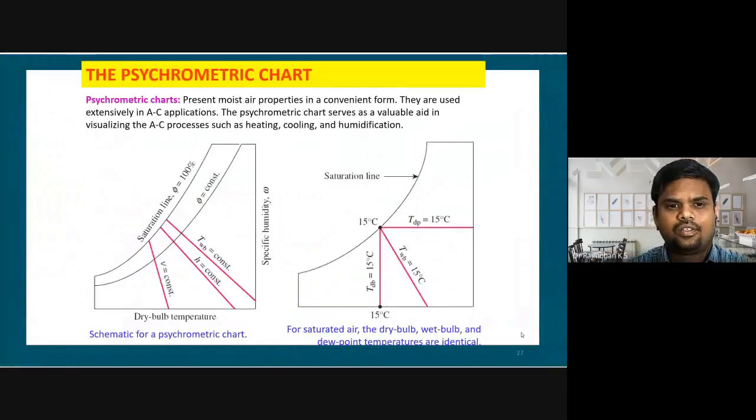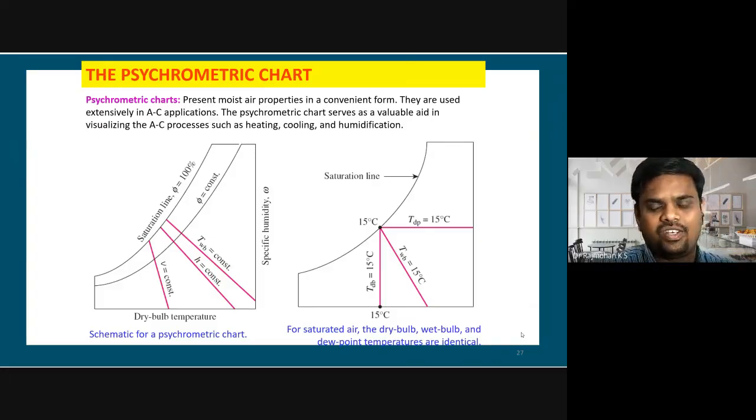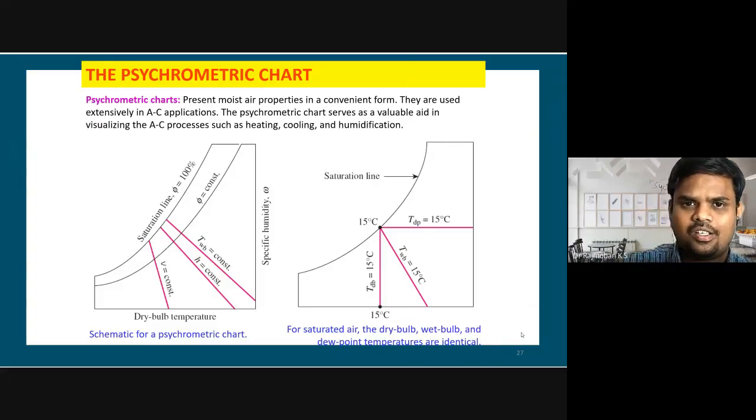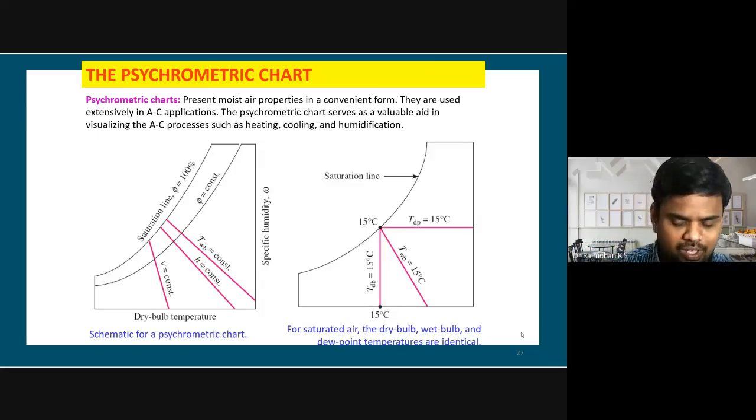Next we are going to discuss the psychrometric chart. If you consider an air water system, that is, dry air plus water vapor, which is moist air, the properties can be determined using this psychrometric chart, because all the thermodynamic properties and physical properties have been combined, and a lot of experiments have been performed, and this psychrometric chart has been drawn.